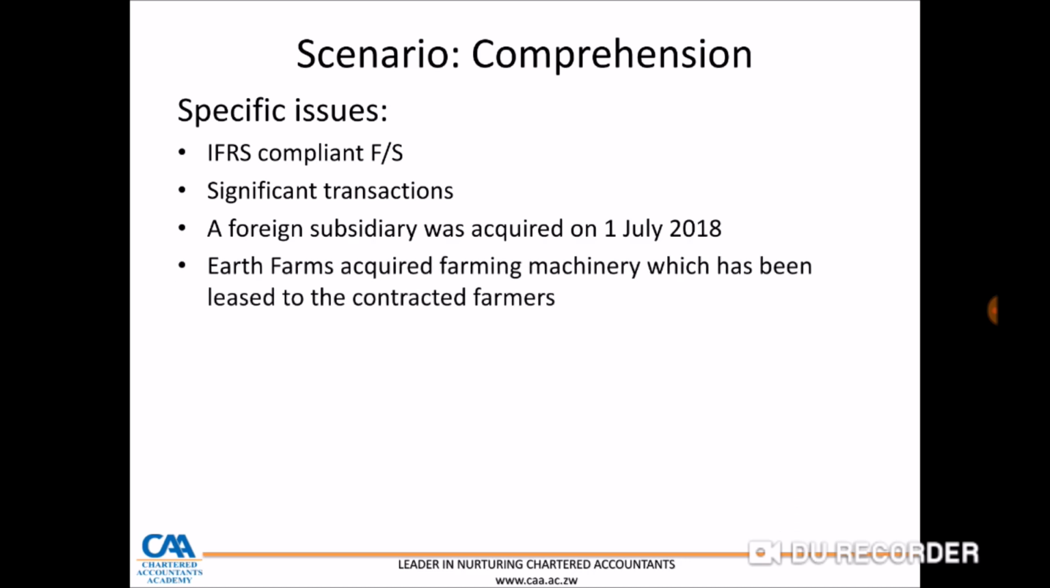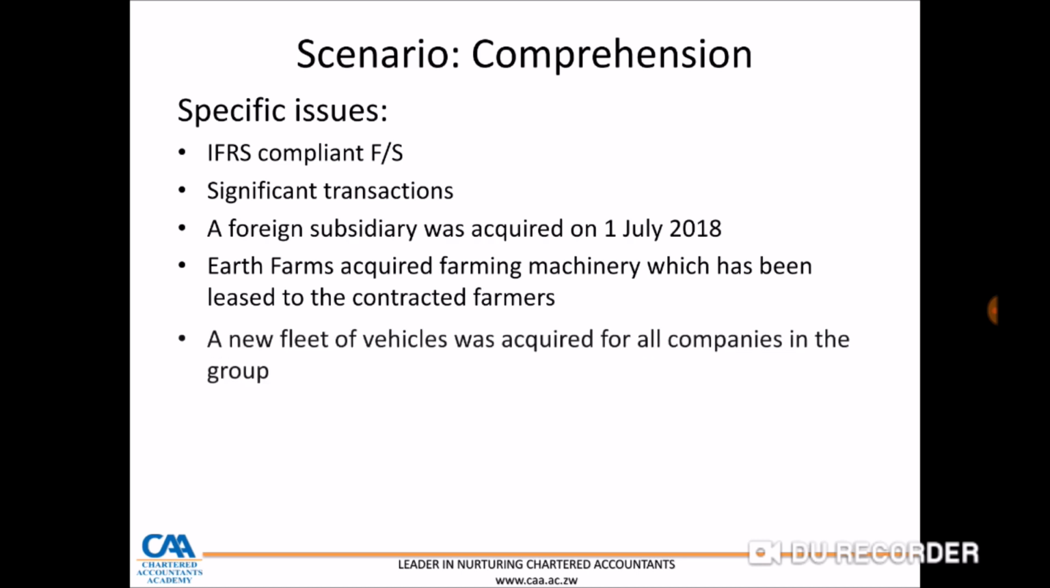A farms subsidiary acquired farming machinery, which has been leased to contract farmers, does this mean IFRS 16? What's likely going to come if I'm told that a subsidiary acquired machinery and it has been leased? Am I supposed to see a line item of rental income because there is leasing going on? A new fleet of vehicles was acquired for all companies in the group.